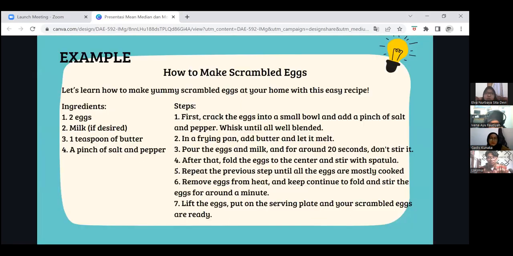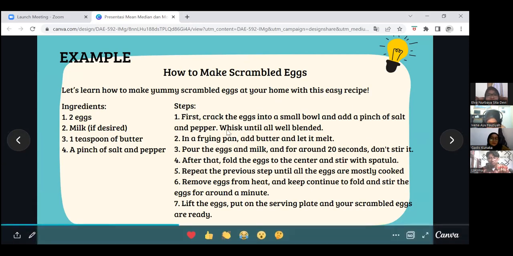Okay. Next, we're going to the example of procedure text. Can anyone help me to read this? May I, ma'am? Okay, thank you, Gadis, for reading this. So next we're going to break down this text with generic structure, social function, and language feature. First, we're going to break down the generic structure of this text. Can anyone guess the generic structure of this text?